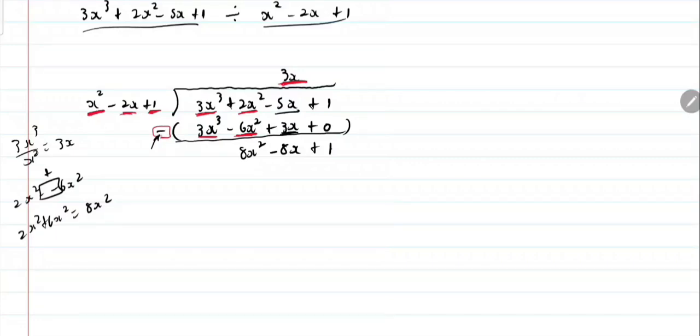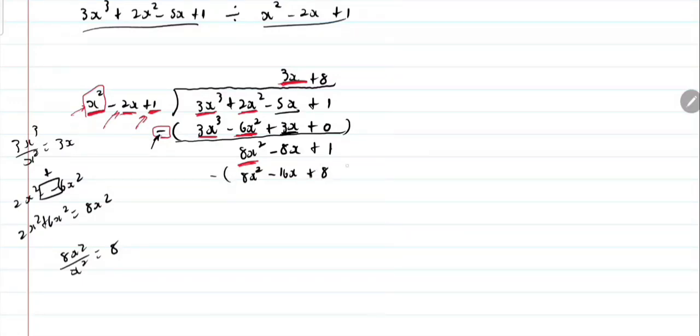All right. What's the next step? Divide, right? 8x squared divided by x squared, right? 8x squared divided by x squared is going to be equal to 8, right? So I put 8 at the top there. 8 multiplied by x squared is going to give me 8x squared. 8 multiplied by minus 2x is going to give me minus 16x. And 8 multiplied by 1 is going to give me 8.